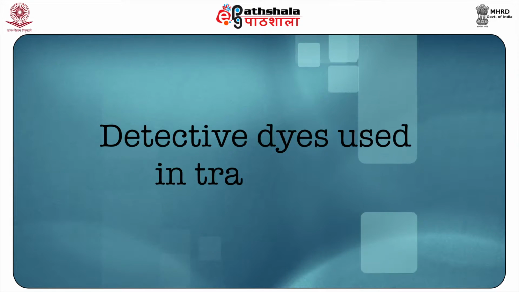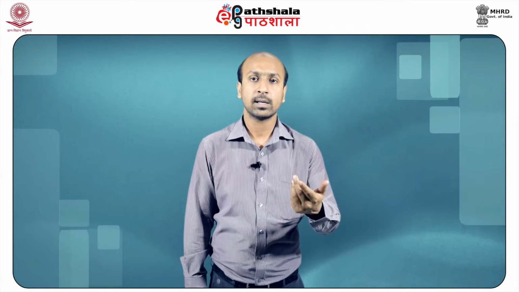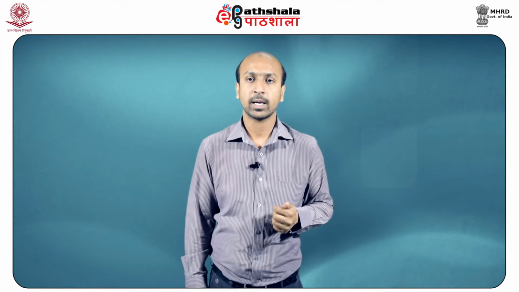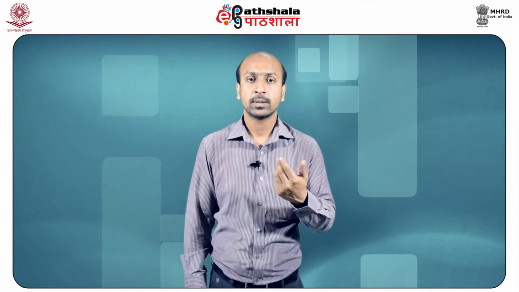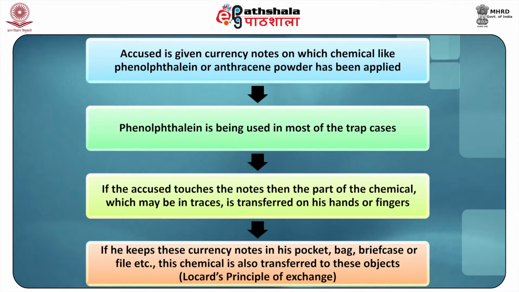Now, the detective dyes used in trap cases. Law enforcement agencies arrange a trap for an illegal transaction or a bribe with the help of the complainant, where the accused is given currency notes on which a chemical like phenolphthalein or anthracene powder has been applied. Nowadays, phenolphthalein is being used in most of the trap cases.